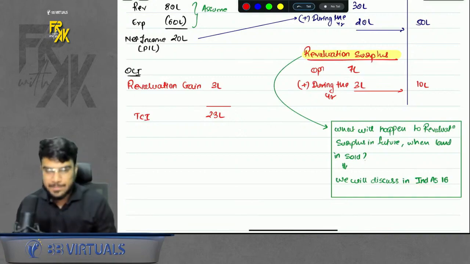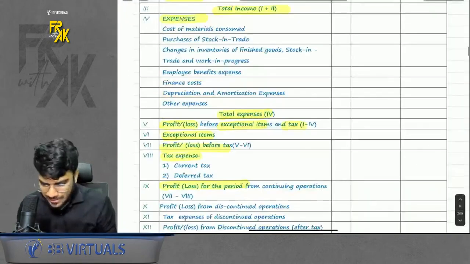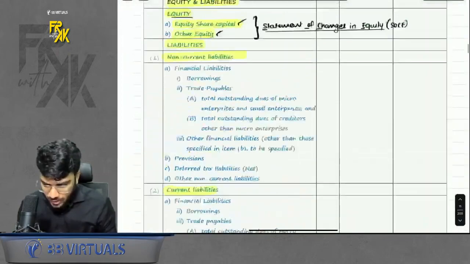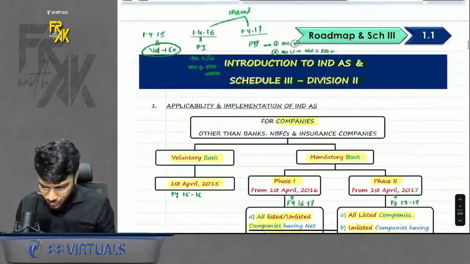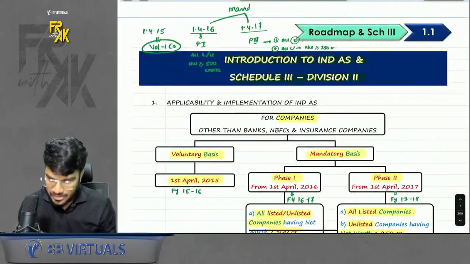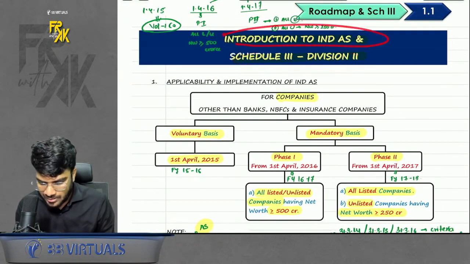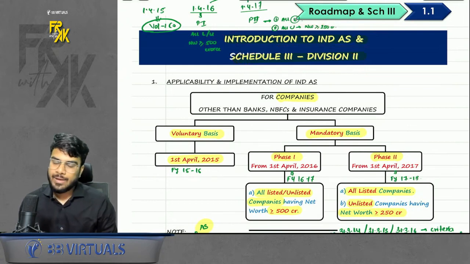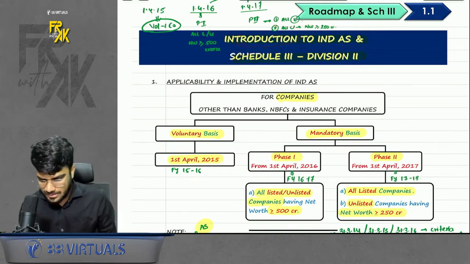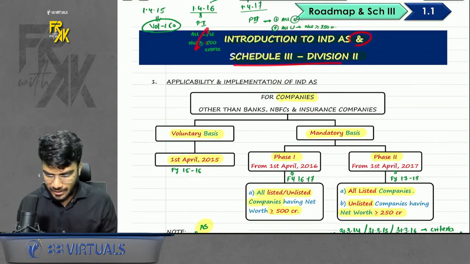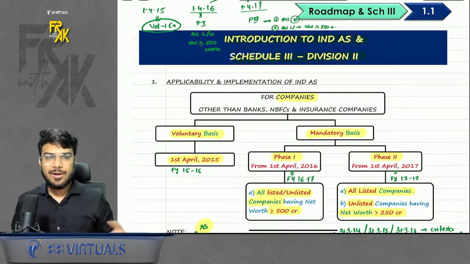So this completes. Ideally, now you can say that you had completed your first topic, which was named Introduction to IND AS, which we studied the first half yesterday, and we completed Schedule 3 today. So this Introduction to IND AS is also known as roadmap. Either you can say roadmap to IND AS or Introduction to IND AS and Schedule 3. So ideally we have completed this full topic now.